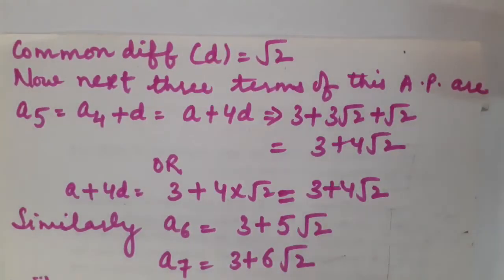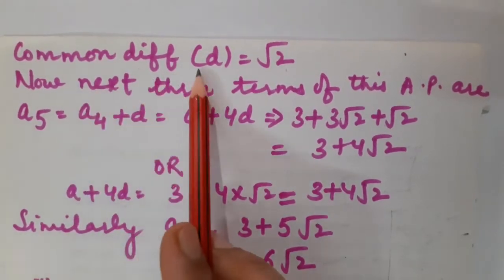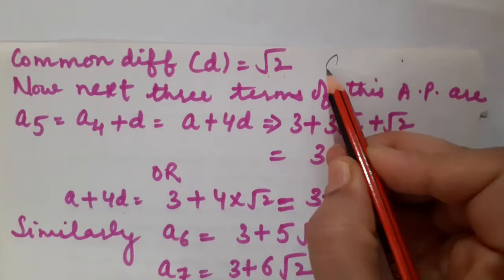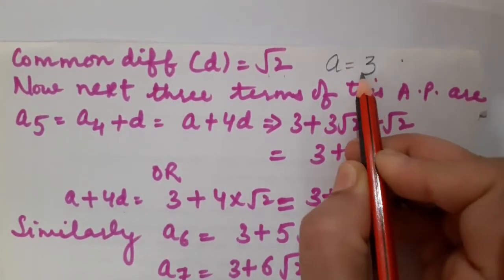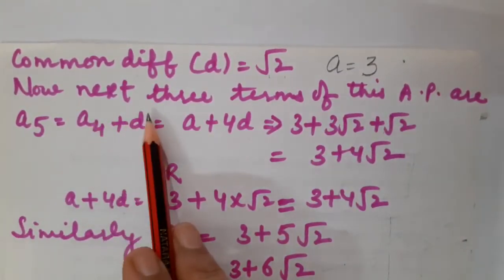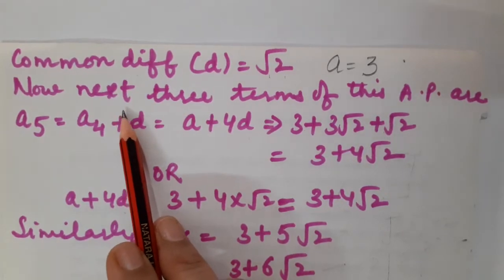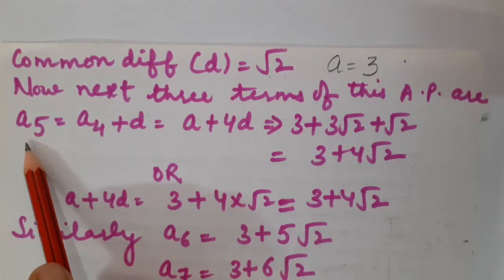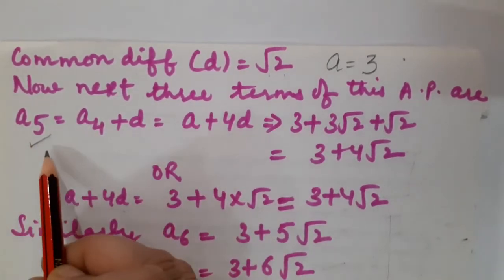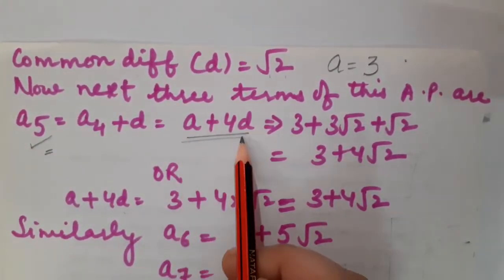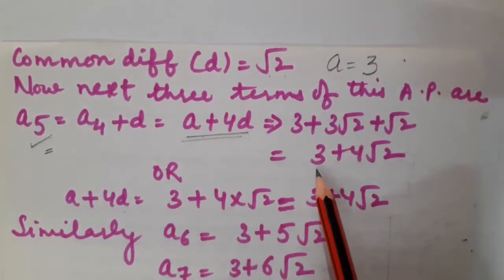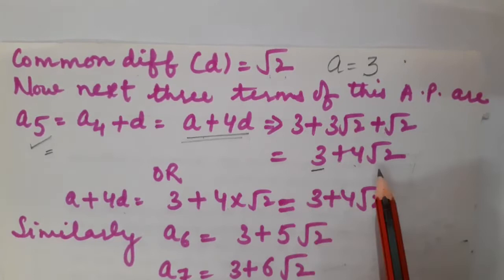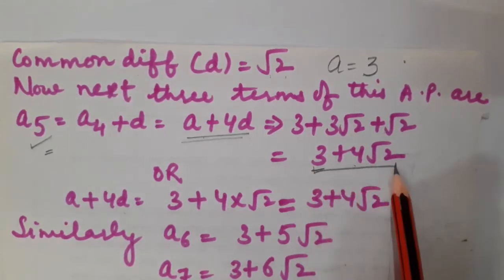Correct? So now children, what is the common difference? D is equal to root 2. Fine. And what was the very first term? That was A. A is equal to 3. Correct. Now what we have to do? We have to find out the next 3 terms of this AP also. That would be considered as A5. Children, you know how to write it in generalized form. That is A plus 4D. A is 3, plus 4 into D, where D is the common difference. It would become 3 plus 4D.